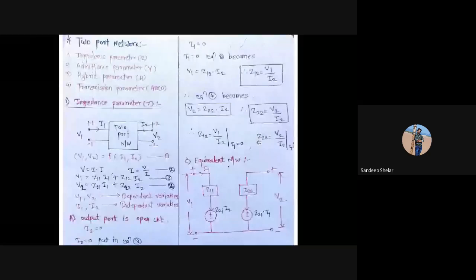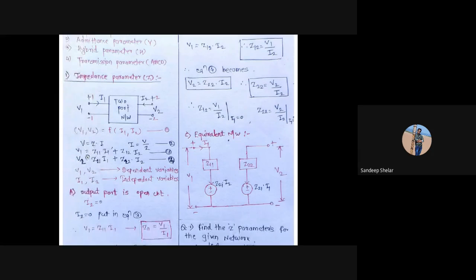Then Z22 is equal to V2 upon I2, with I1 becoming 0. Now in this condition we have to obtain four impedances, that is Z11, Z12, Z21, and the last one is Z22. Now we have to draw the equivalent network for the impedance parameters with the help of these equations.